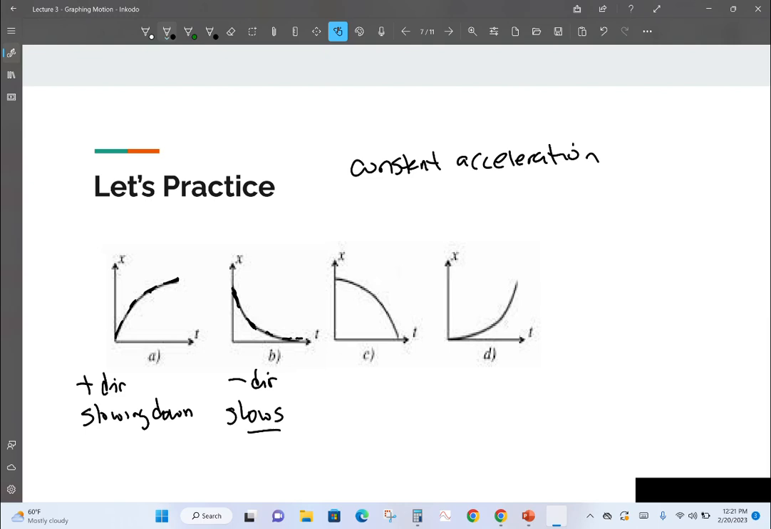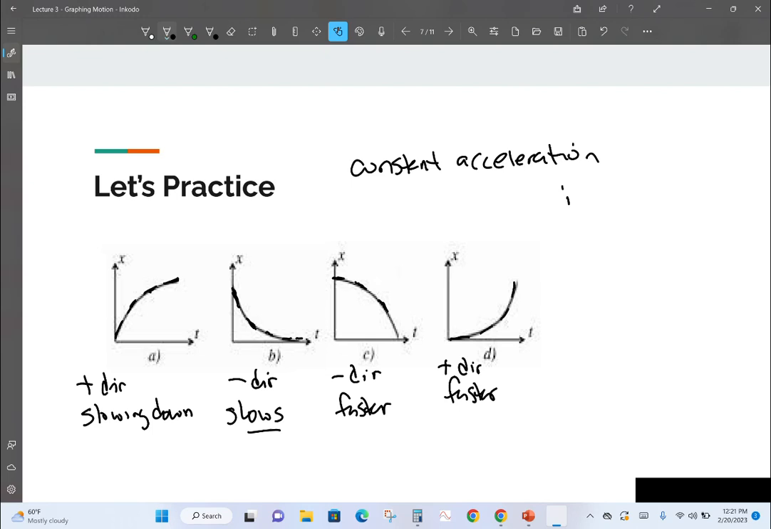Slope is getting flatter. What's happening to the slope here? You start out pretty flat and then you get steeper and steeper. So if you're getting steeper, you're getting faster. And it has a negative direction of motion. So it's moving to the west. And then here, you're getting steeper and steeper and steeper. So you're once again getting faster, but you're going in a positive direction.